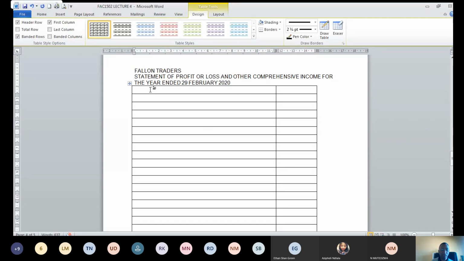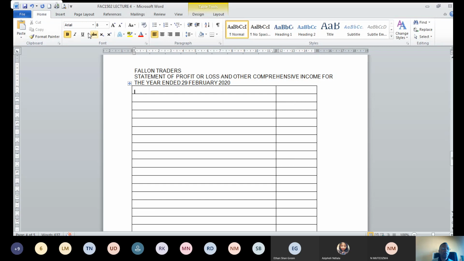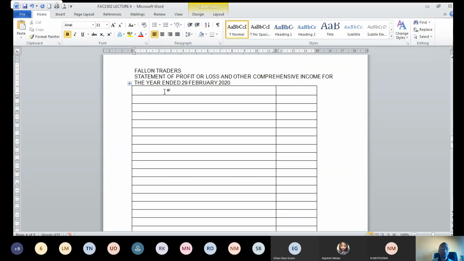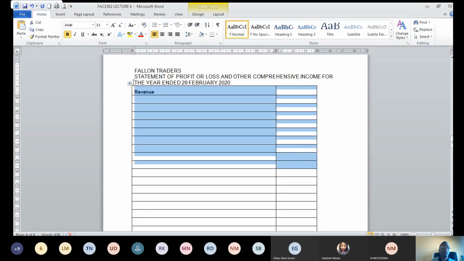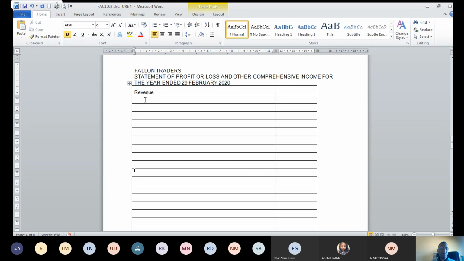So this statement is then going to start with revenue. So your first entry there would be for revenue. Calculate for me what is the revenue amount. And complete for me that section of that statement up until the calculation of the gross profit.